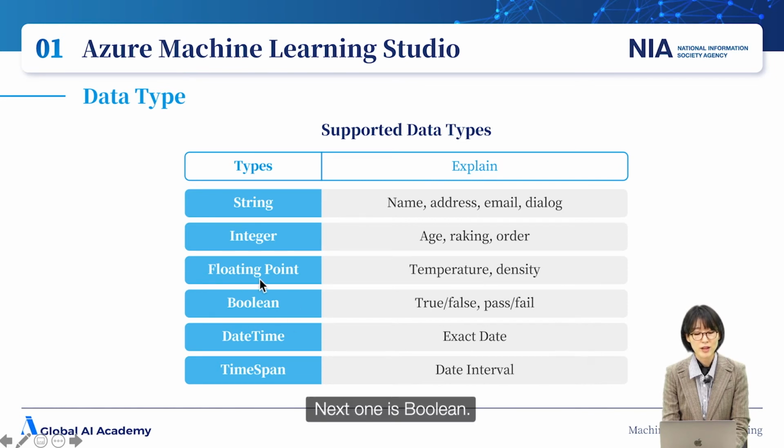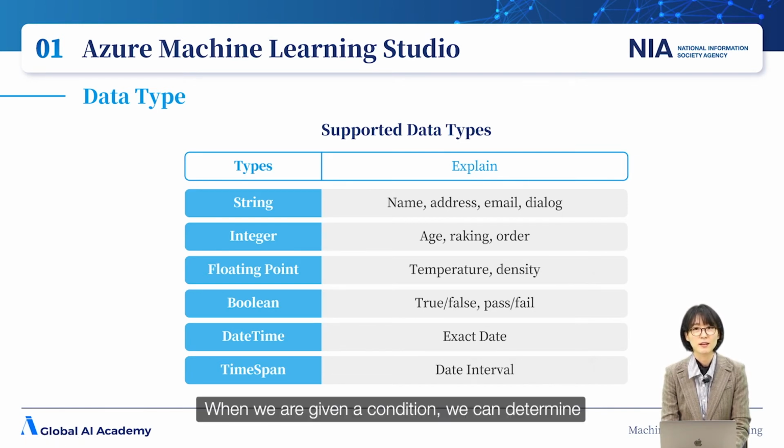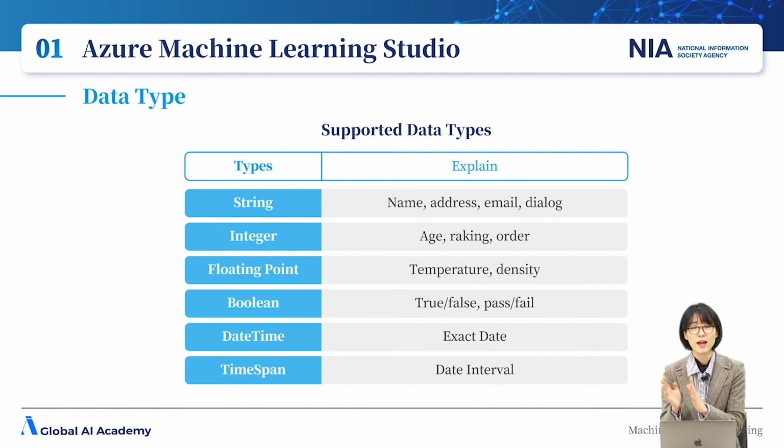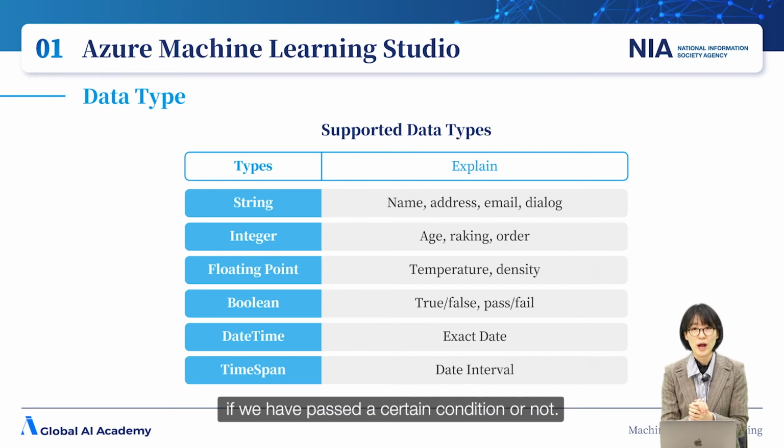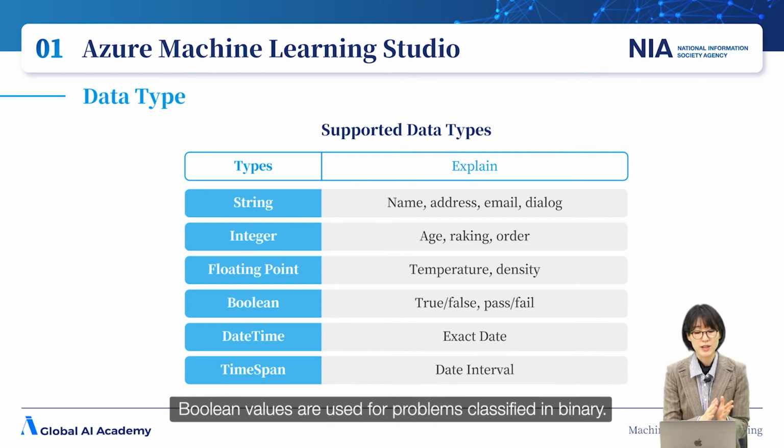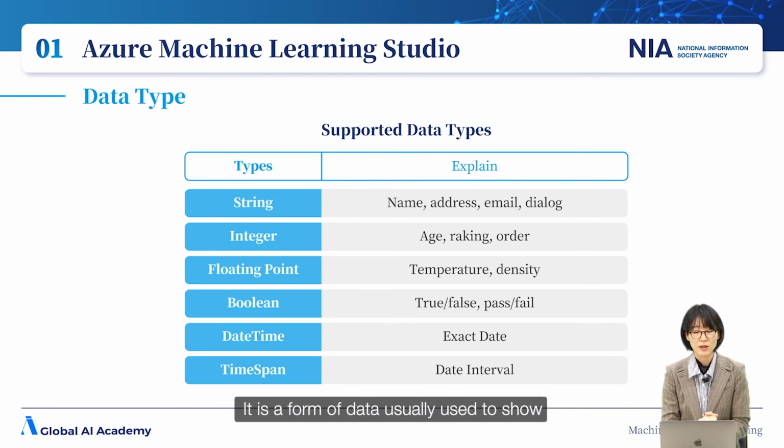Next one is Boolean. You may not be familiar with Boolean. It means true or false. When we are given a condition, we can determine if we have passed a certain condition or not. Boolean values are used for problems classified in binary. It is a form of data usually used to show whether the day was a weekend or not, or whether it rained or not that day.